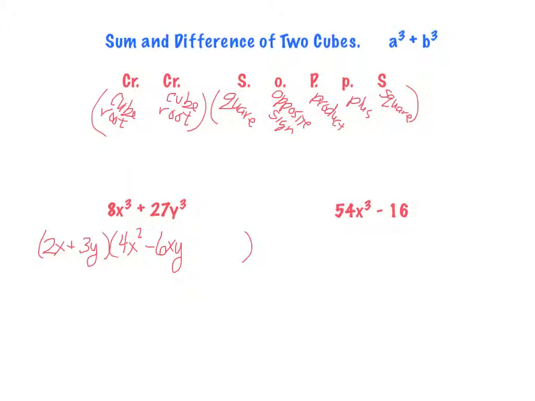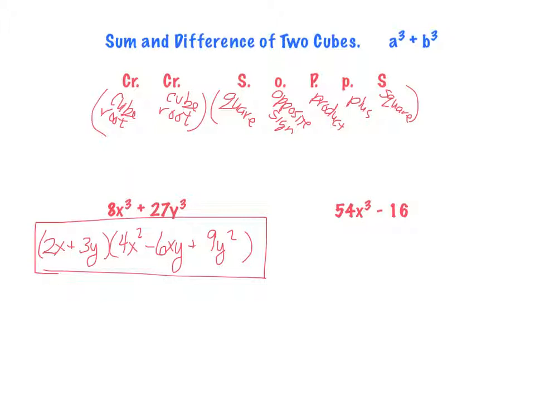Okay, so now I'm ready for this P, so I need to put a plus sign. And then I'm going to square again, but this time I'm going to square the last term. So that'd be a 9y squared. And that trinomial is never going to factor further. You're done. When you factor your perfect cubes there, you just do the binomial, trinomial, you're done.